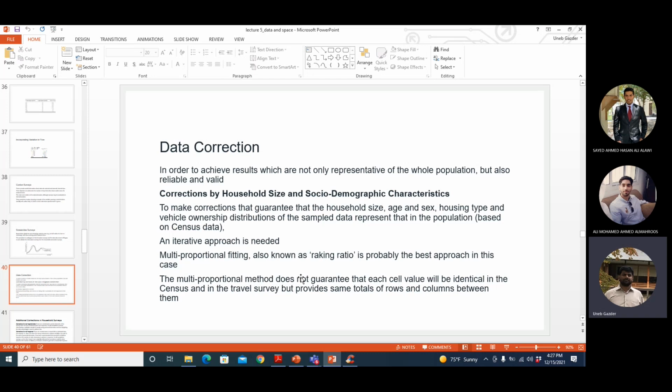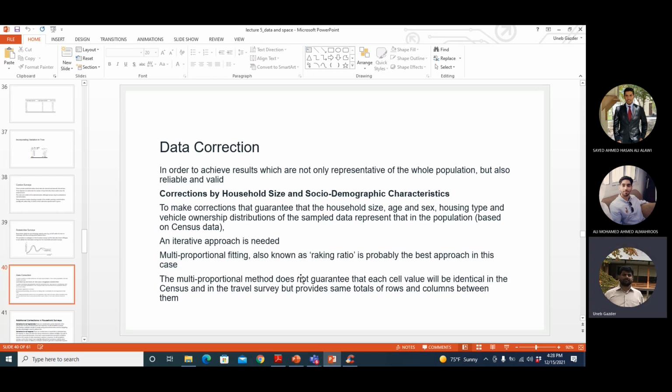You collect data, you have some statistics, you try to match it. If it doesn't match, you go back and take another trial of the data, and so on and so forth. The most commonly applied correctional approach for these things is multi-proportional fitting, which we also call raking ratio. Multi-proportional fitting or raking ratio. This is the approach to apply the corrections for household and demographic and so on.